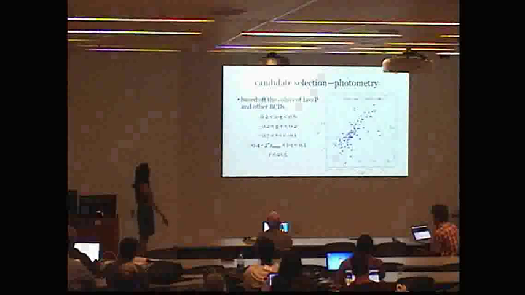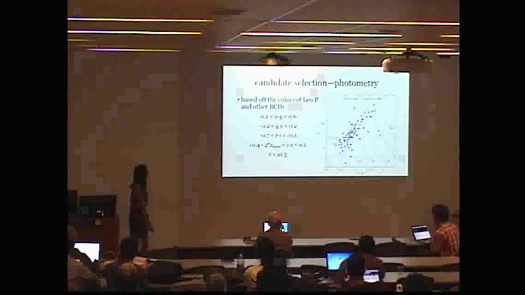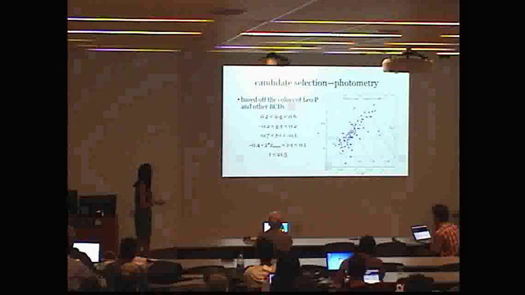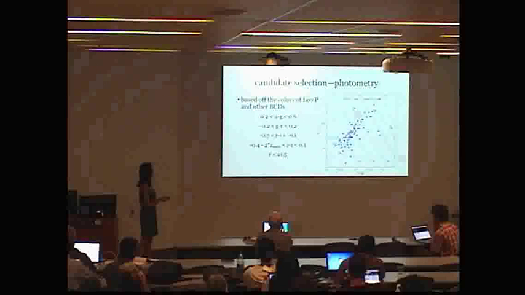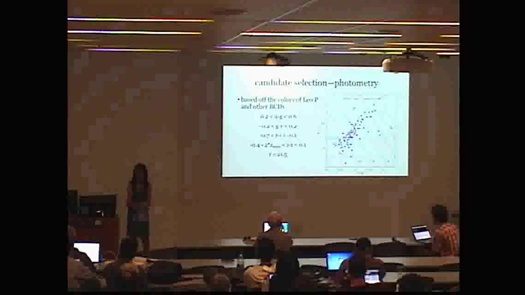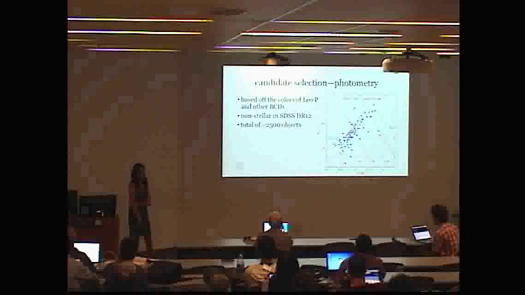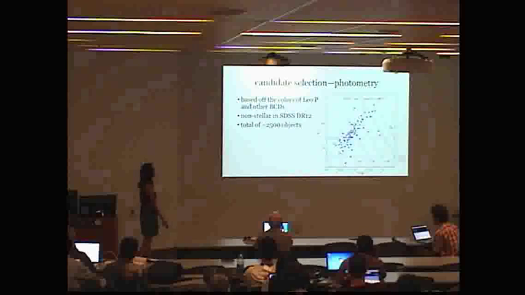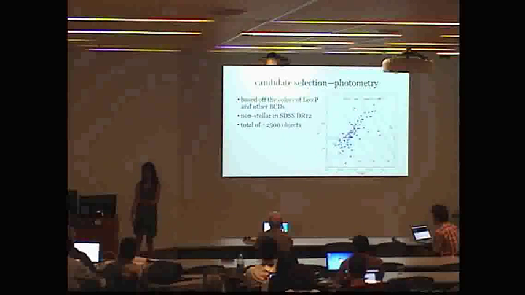So based off the colors of LEO P and other BCDs, we queried SDSS for like objects. Here's a color plot of where our photometric color cuts lie and where LEO P is in this space in comparison to a set of other SDSS galaxies. Our systems are much bluer than any of the other galaxies in SDSS because they're dominated by the colors of their massive O or B stars. We also require that our objects are non-stellar in SDSS, so this yielded a total of 2,500 objects.